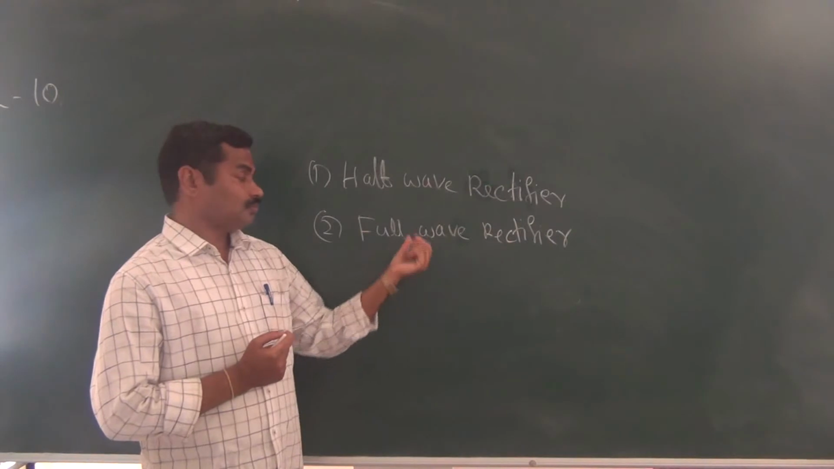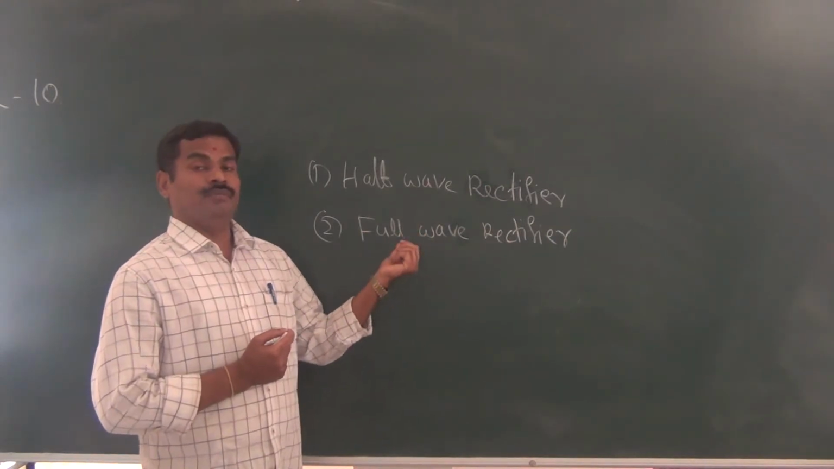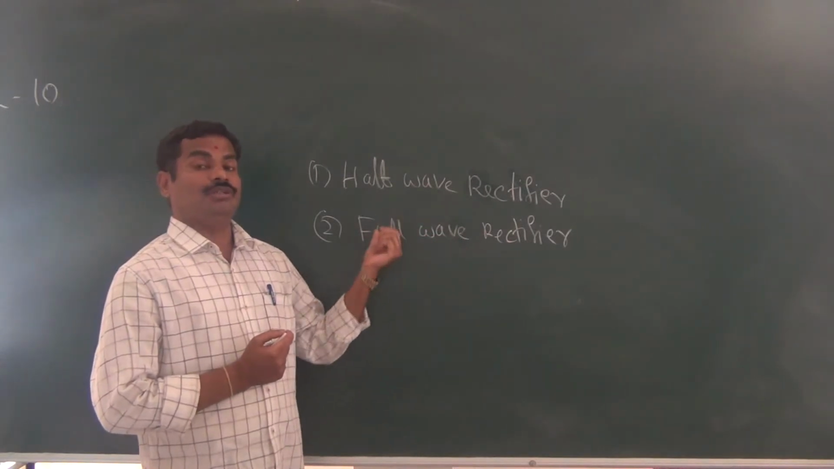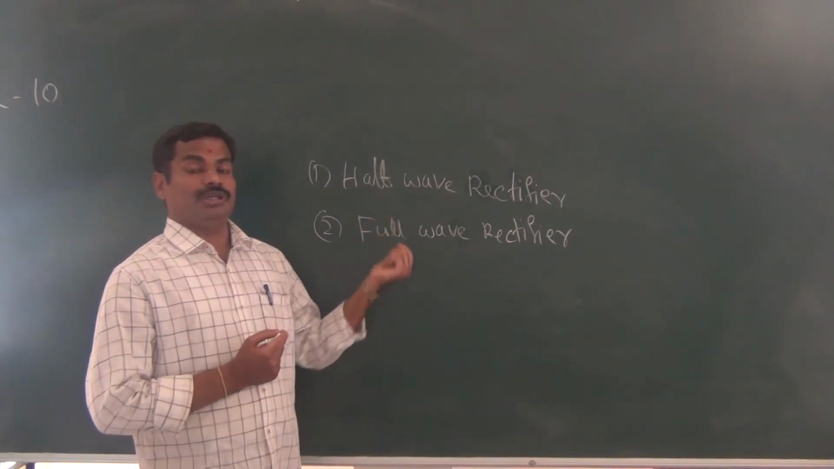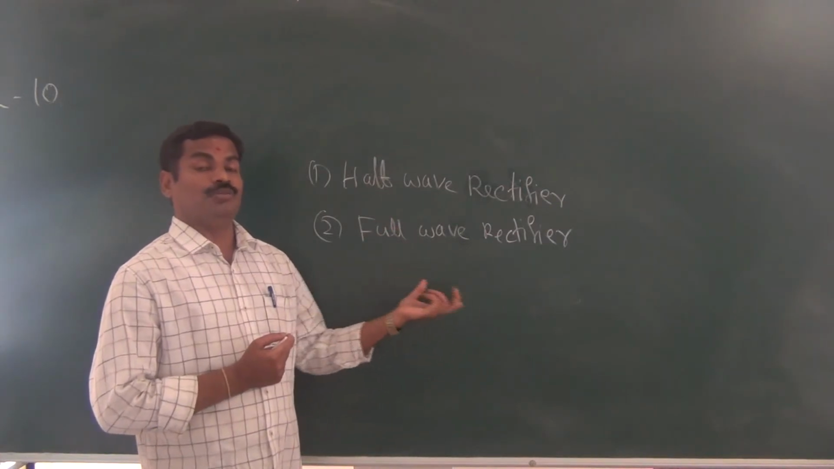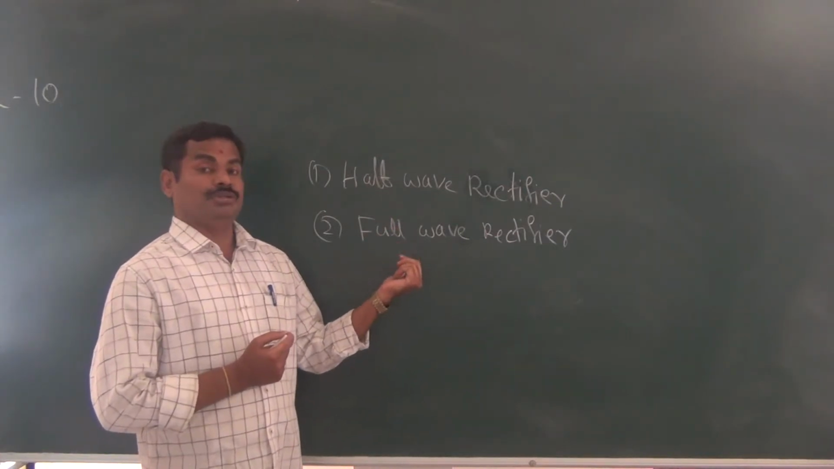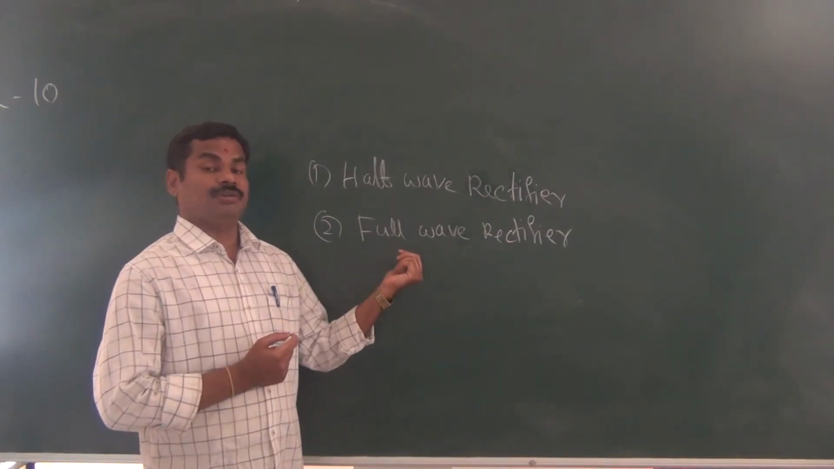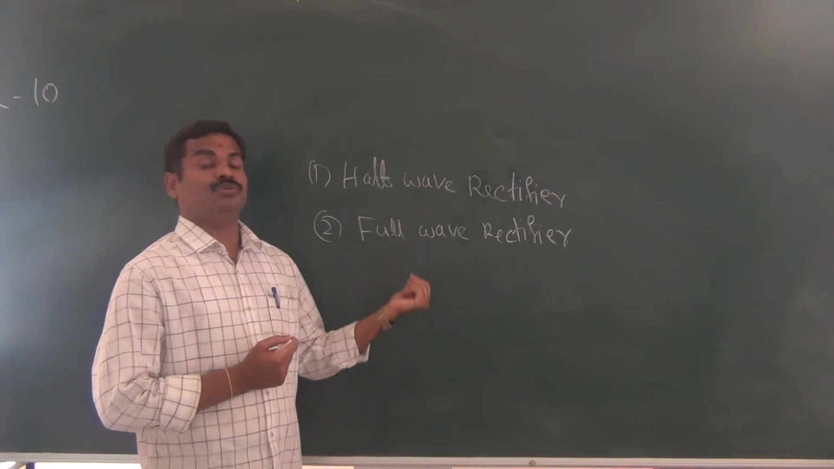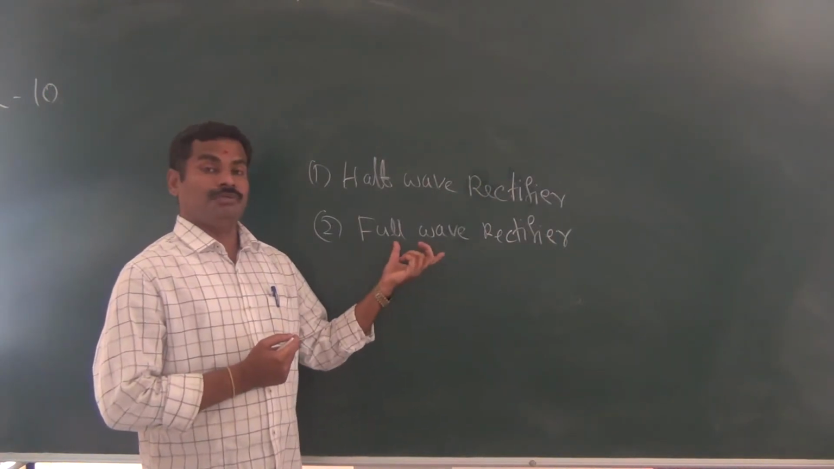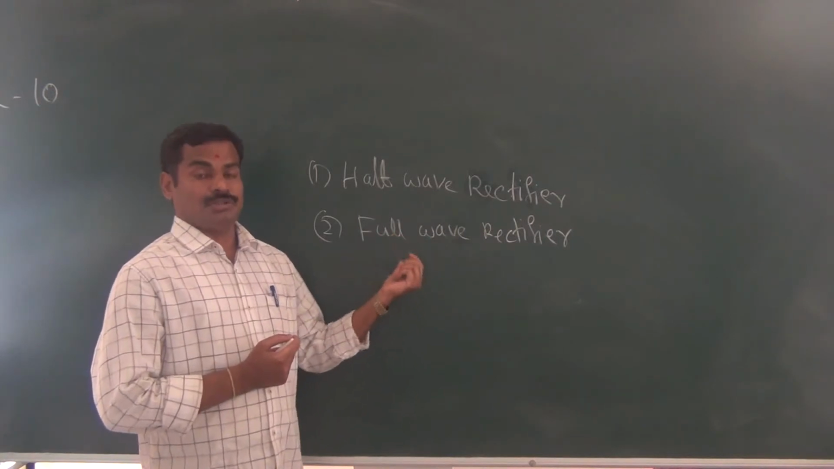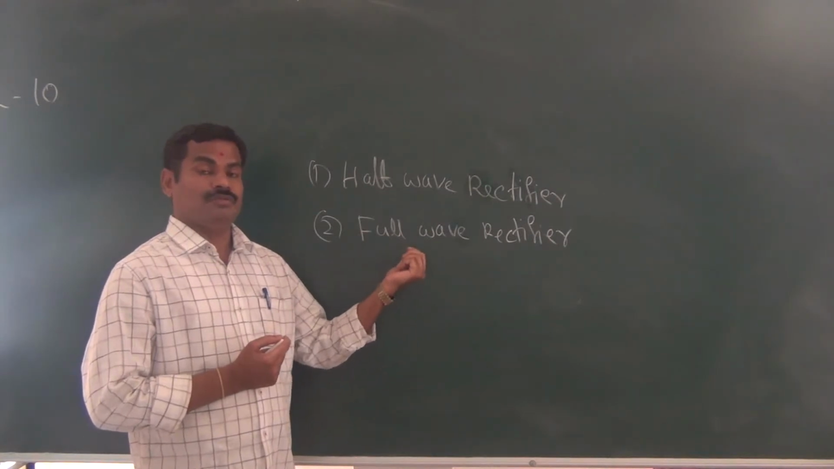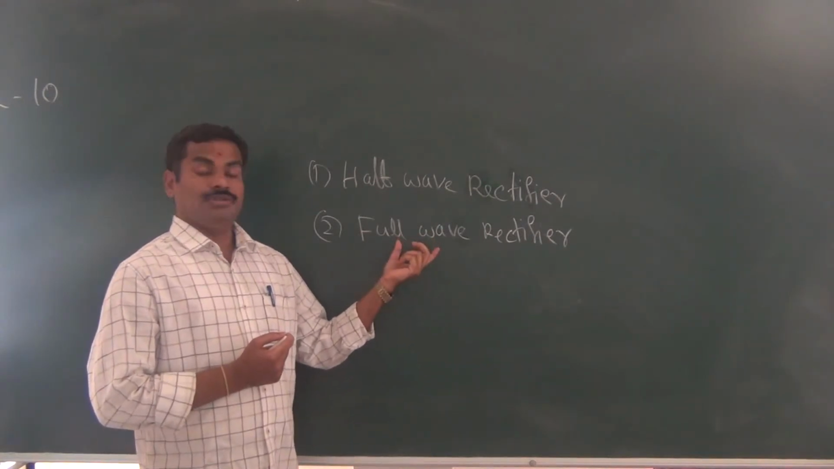Finally, the full-wave rectifier. In this type of rectifier, both half cycles, positive as well as negative, are converted from AC into pulsating DC. The important thing here is that we use a center tap transformer, and in place of one diode we use two diodes. The center tap transformer is used to divide the voltage.